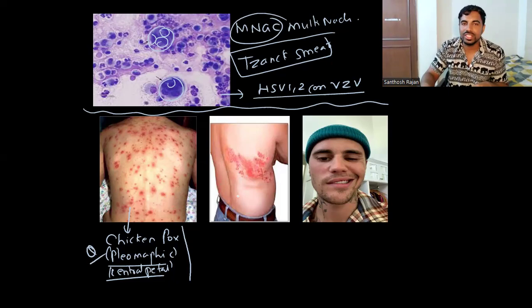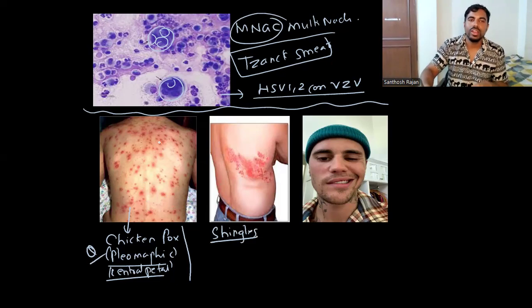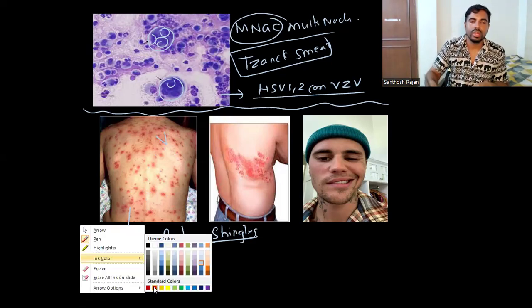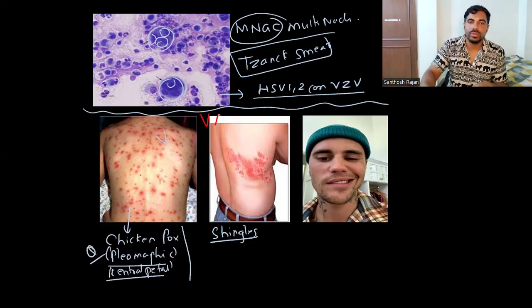But the same thing in adults and children. But in adults, when it is reactivated, that is called shingles. So these all are which virus we're talking about here? We are talking about the varicella zoster virus. I'm sorry, I want to change the color of the pen. So what we're talking of here all are varicella zoster, or herpes zoster. All same only. Okay, they're the same.